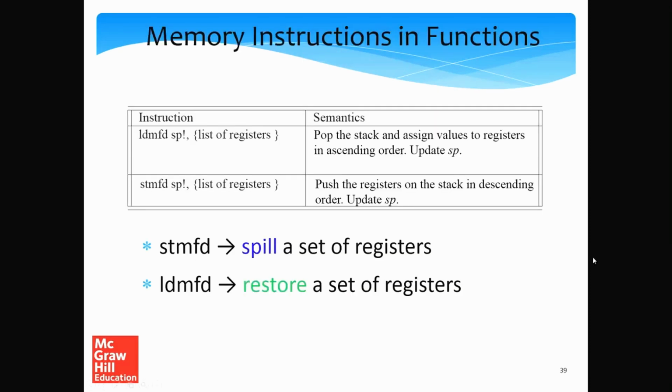Now let us discuss some of the memory instructions that are used in functions. You often see that it is necessary to store a set of registers before calling a function, and it is necessary to restore them. This code to store registers is called spilling. We have two schemes, caller saved and callee saved. In both schemes, we spill a set of registers, which means save them on the stack, and then once we return from the function, we restore the set of registers. We typically require several instructions to spill and restore them.